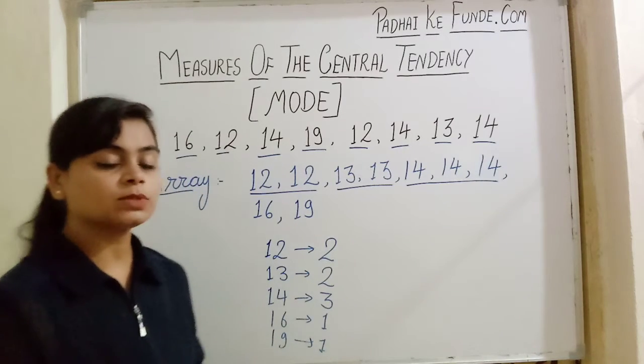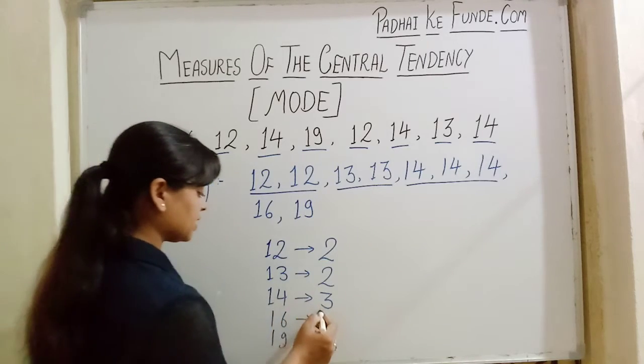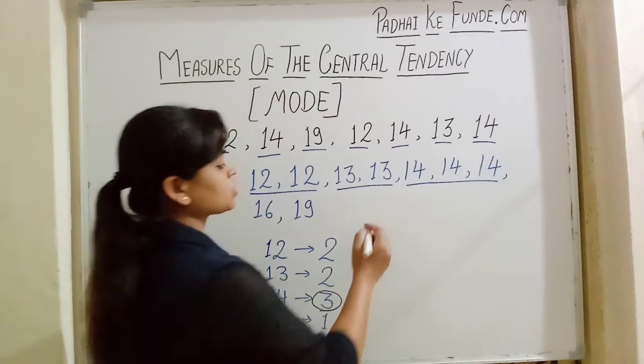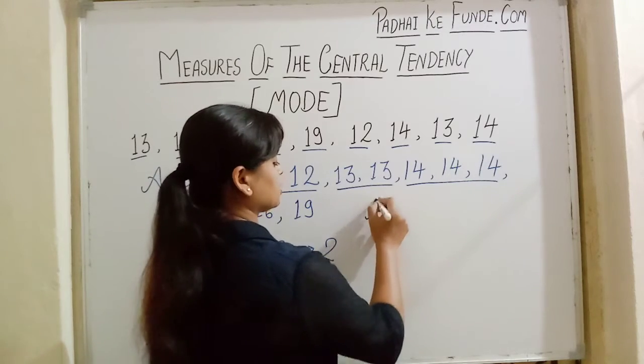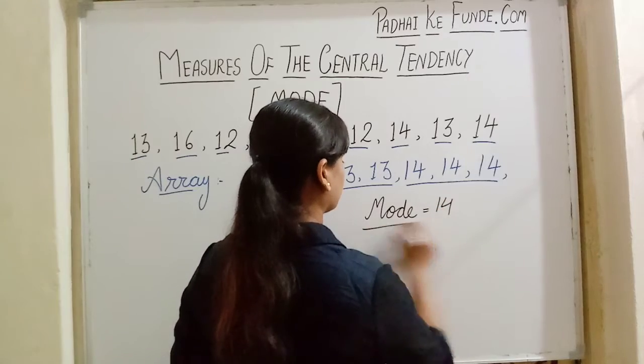So which observation occurs most often here? That is the maximum, 3 times, and the observation is 14. So in this question our mode is 14.